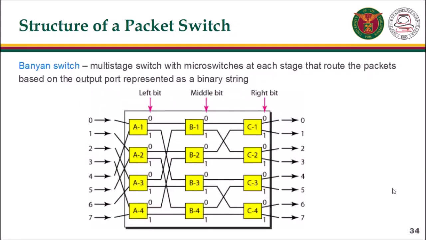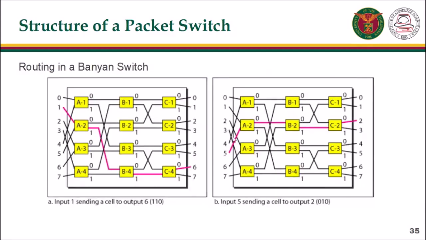A banyan switch is a multi-stage switch with microswitches at each stage that route the packets based on the output port represented as a binary string. Here is an example. In this figure, input 1 is sending a cell to output 6. 6 is 110 in binary. Input 1 goes to 1, then 1, then 0 to reach 6.